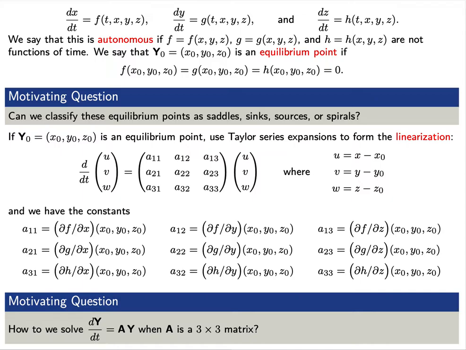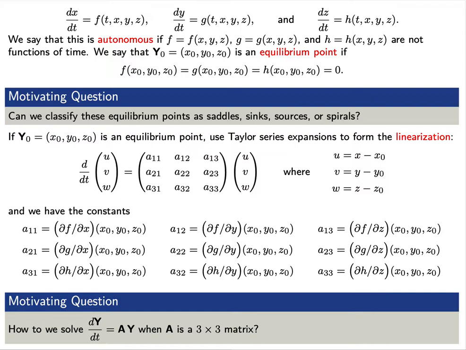We'll say that such a system is autonomous if f, g, and h are not functions of time t. We'll say that a point capital Y sub 0 is an equilibrium point if f evaluated at this point is 0, g evaluated at this point is 0, and h evaluated at this point is 0. We'd like to classify such equilibrium points as either saddles, sinks, sources, or spirals.